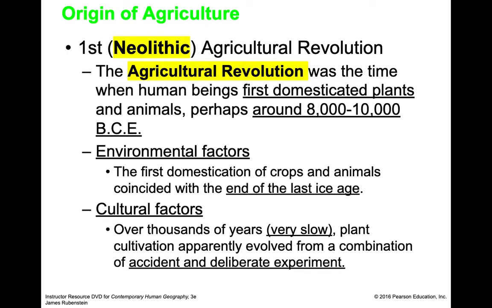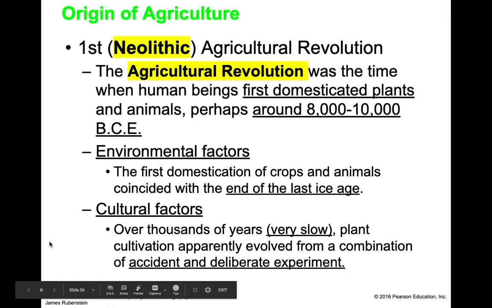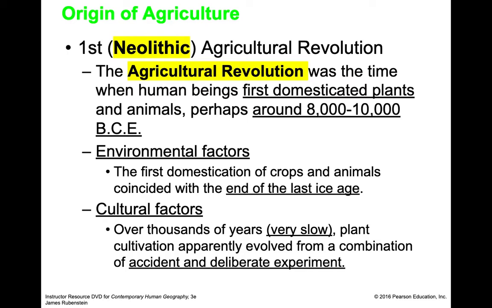One is the Ice Age, the last Ice Age that happened 10,000 years ago. It coincided with the melting, with the increase of climate, and also the increase of water levels led to changing dietary habits. Cultural factors, though, to keep in mind, it was very slow. The world's population began to grow more rapidly, but at a very slow rate.